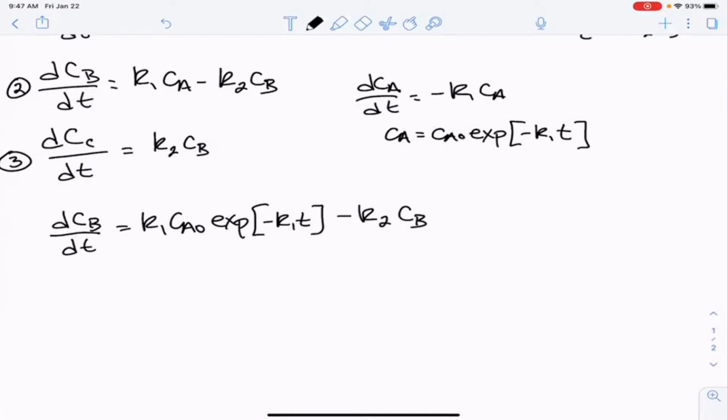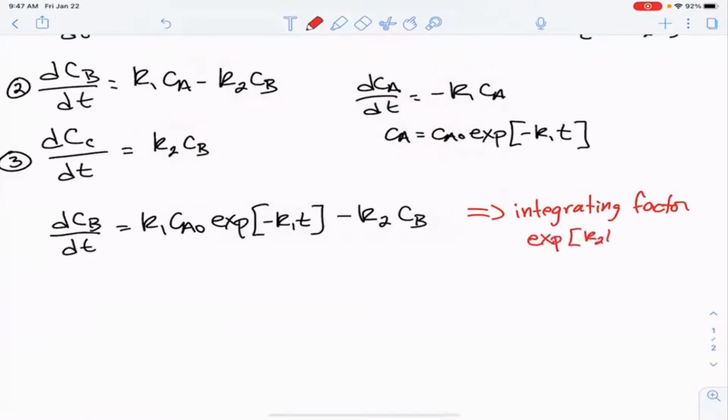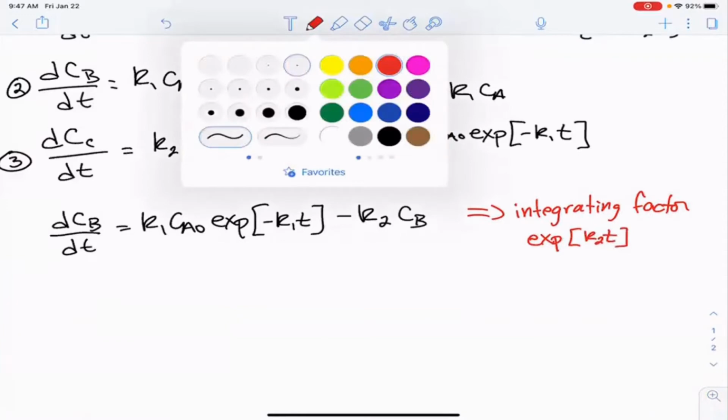And of course, the problem is not as simple as just multiplying by dt and then integrating, because we also have CB on that side of the equation. So we're going to have to use a trick to do that. If you remember from differential equations, we are going to use the integrating factor method. And that factor for this particular problem is the exponent of k2 times time.